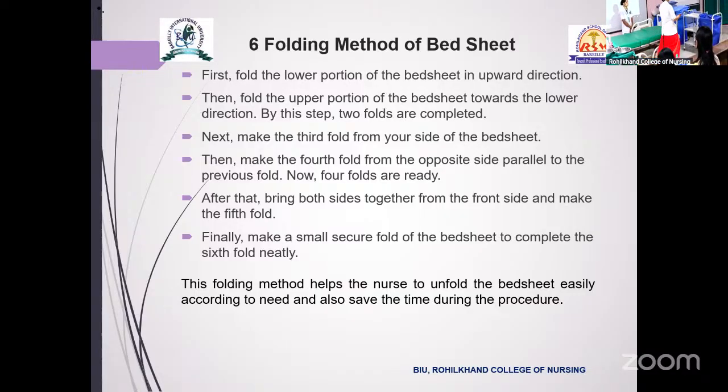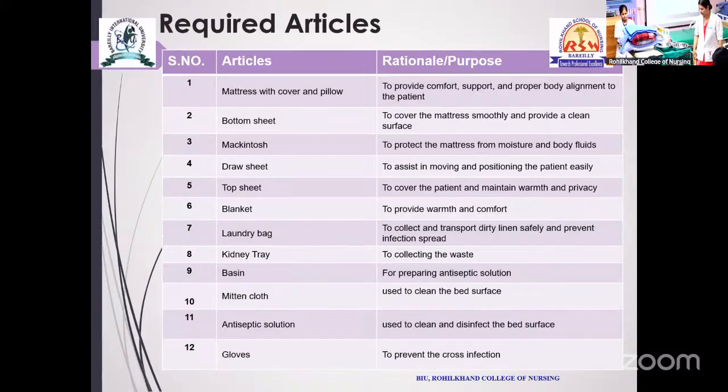This folding method helps the nurse to unfold the bed sheet easily according to the need and save time. So the required articles are: first, mattress with cover, to provide comfort, support, and proper body alignment.